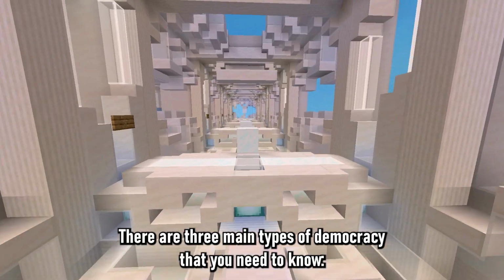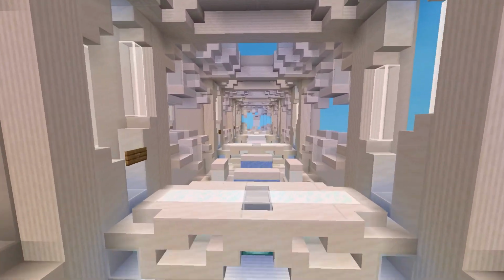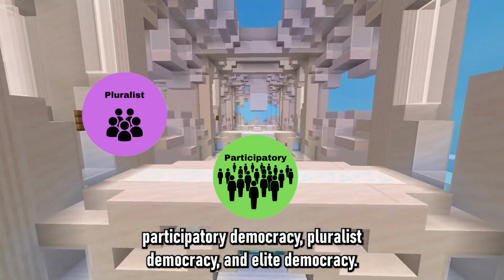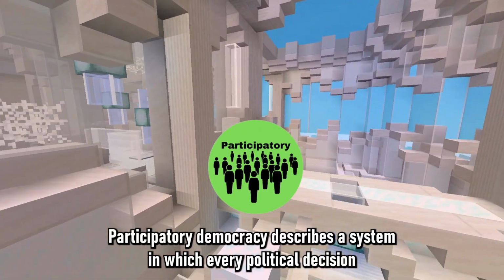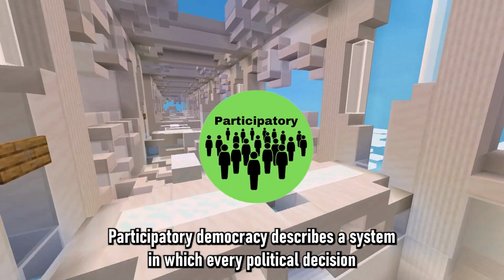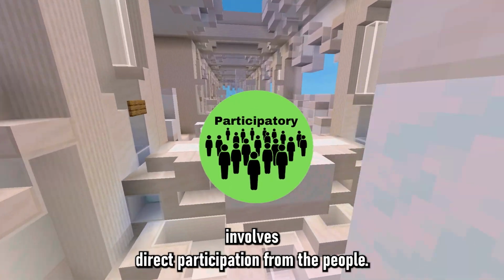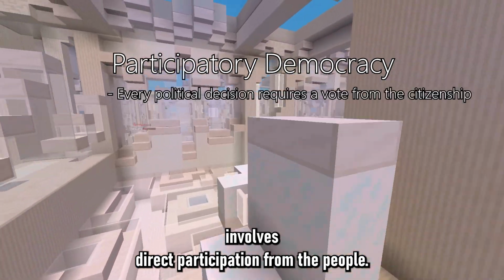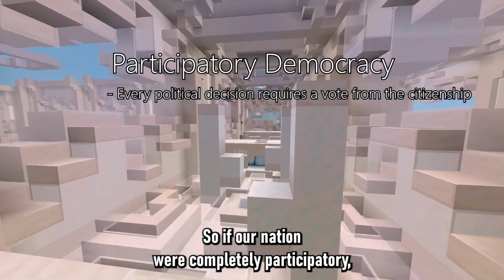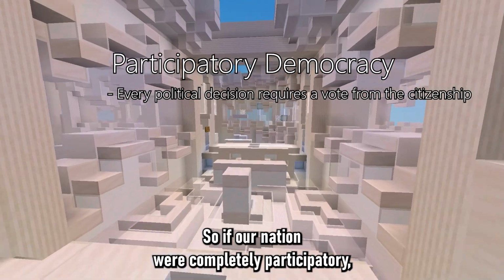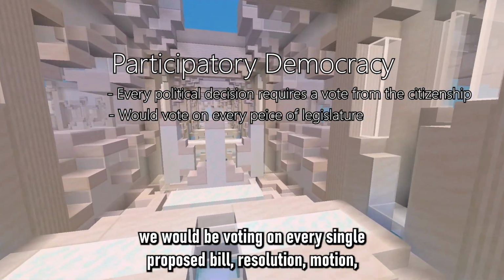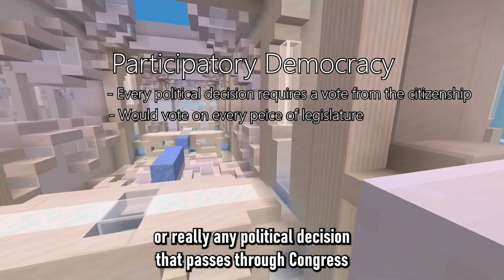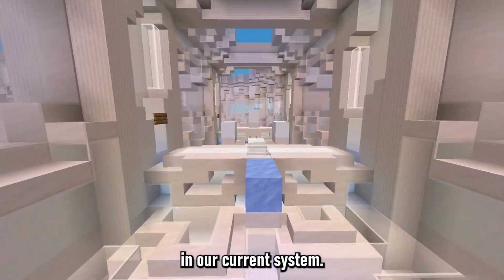There are three main types of democracy that you need to know: participatory democracy, pluralist democracy, and elite democracy. Participatory democracy describes a system in which every political decision involves direct participation from the people. So, if our nation were completely participatory, we would be voting on every single proposed bill, resolution, motion, or really any political decision that passes through Congress in our current system.